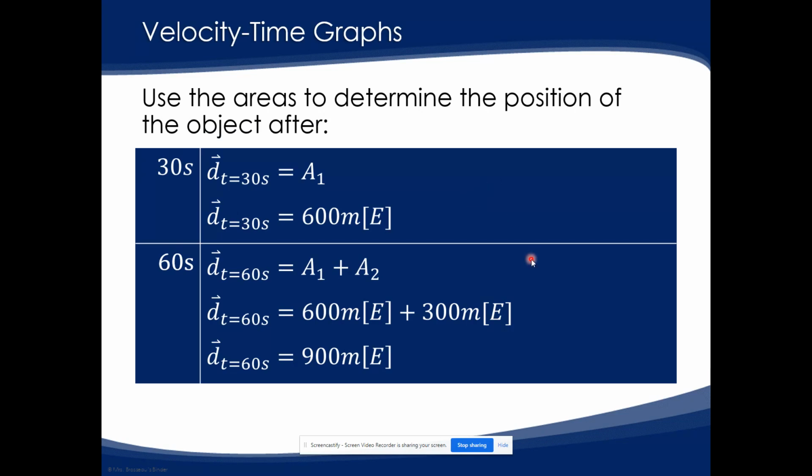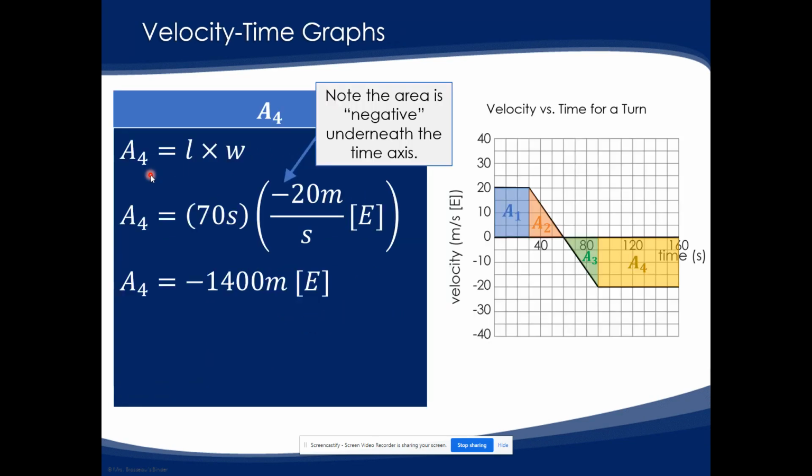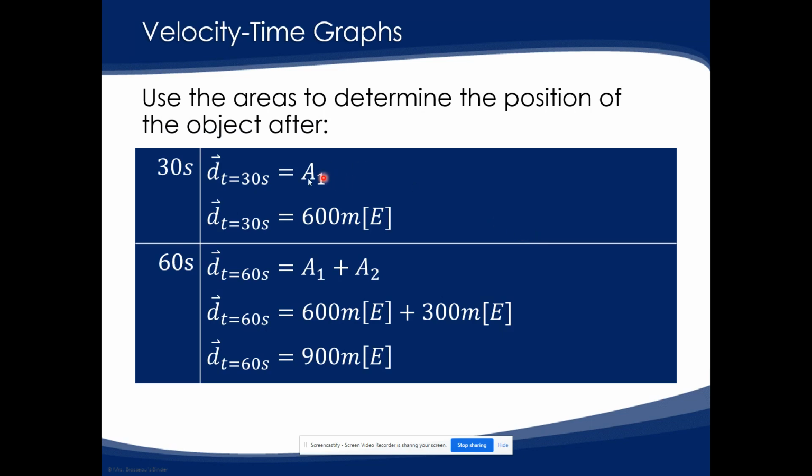So now we need to use those areas to determine the position of our object after so many seconds. Because our first segment was from 0 to 30 seconds, we are saying that our position when our time is 30 seconds is area 1. So the position at the time of 30 seconds is equal to the area of section 1 that we created, which means that it's equal to 600 meters east.